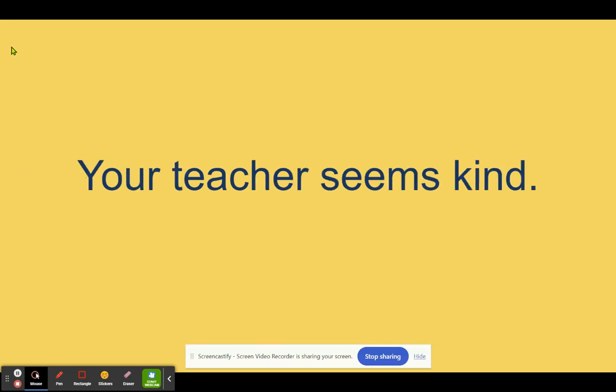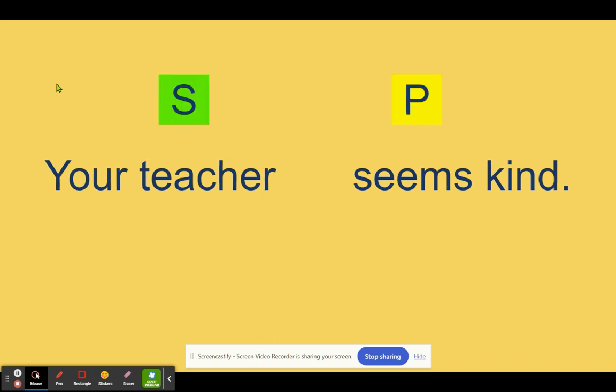So let's try another one. Your teacher seems kind. We're going to break it up again into our subject and our predicate. And we're only going to focus on the predicate. We've got seems kind. And now our verb is seems. Seems is another type of linking verb. Again, the teacher is not doing anything in this sentence. This word kind over here is describing the teacher. So we do not have action, we have a linking verb here.